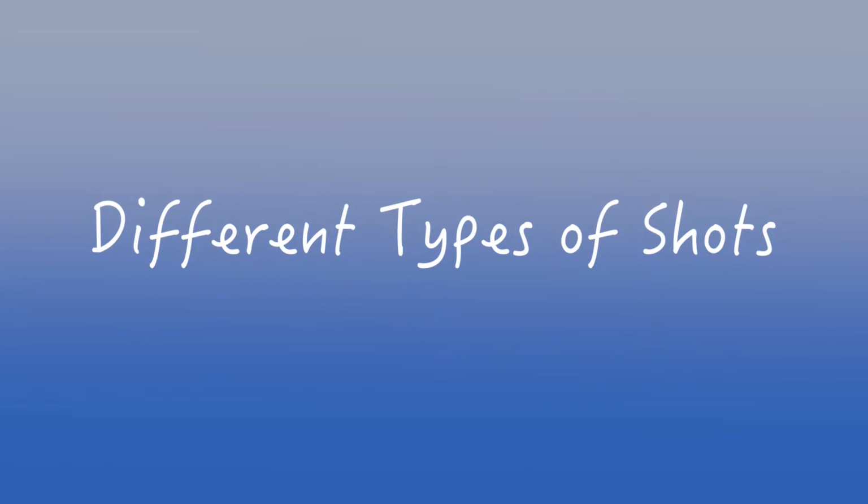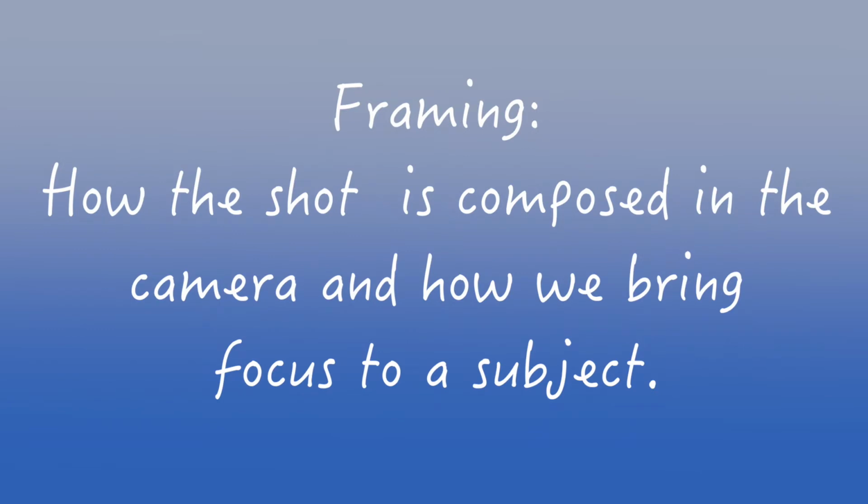Today I'm going to talk with you about different types of shots. Now, creating a shot is often known as framing, which is basically how a shot is composed in the camera and how we bring focus to a certain subject, whether it's a person, an item on a desk, anything.